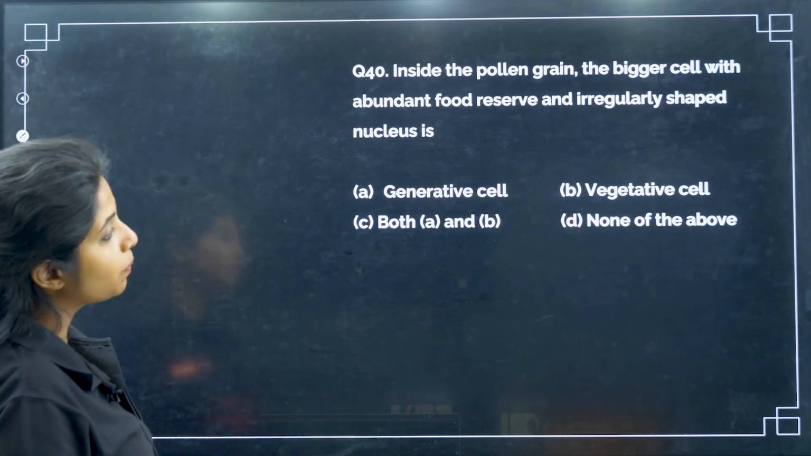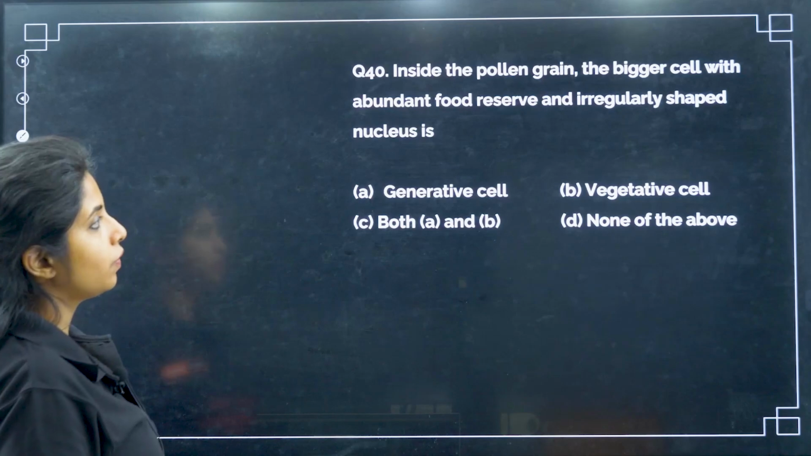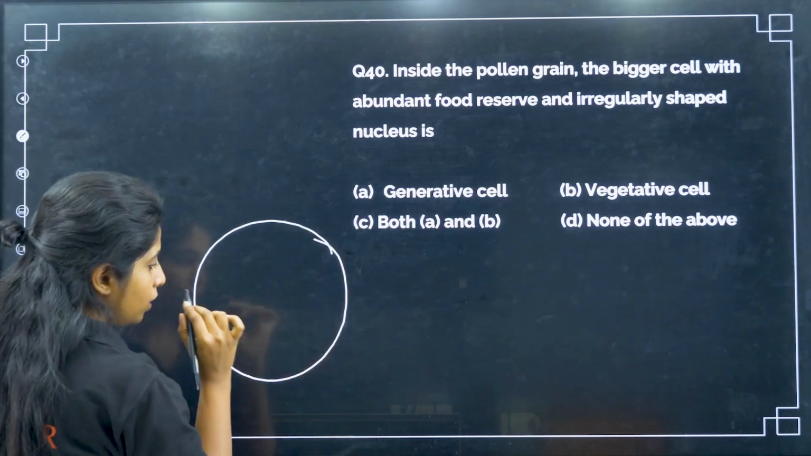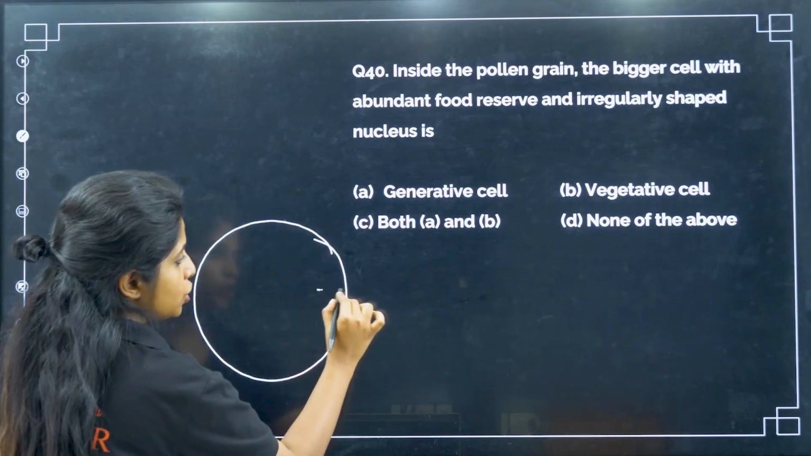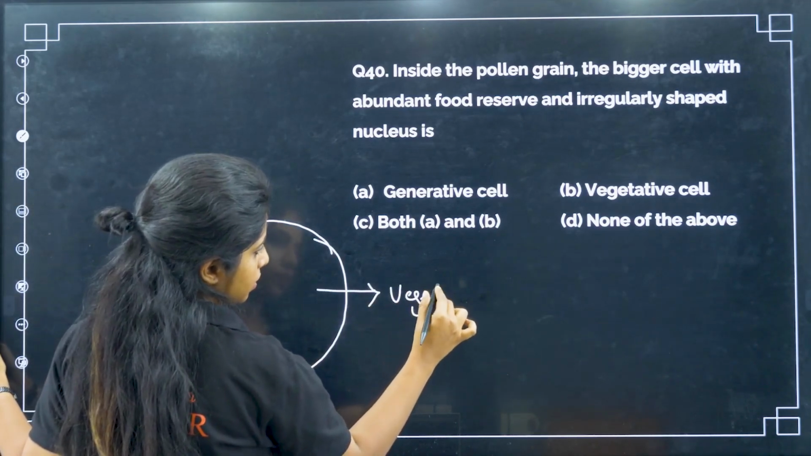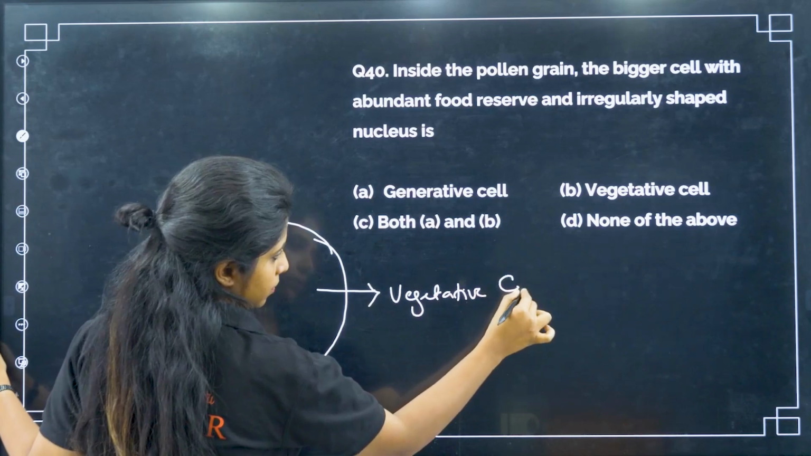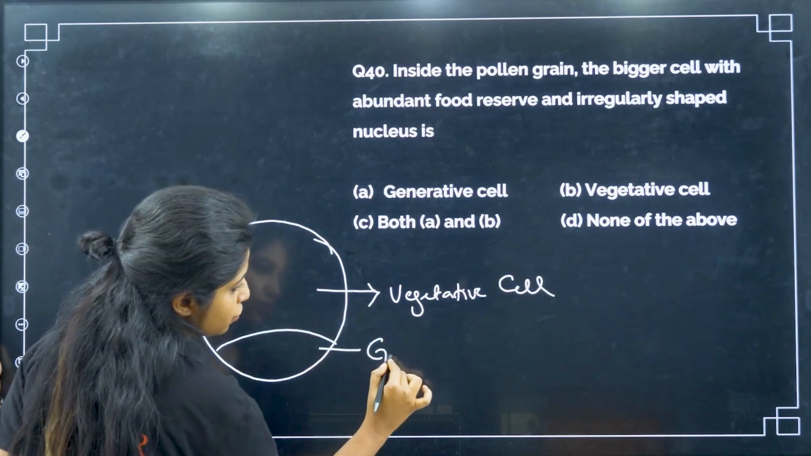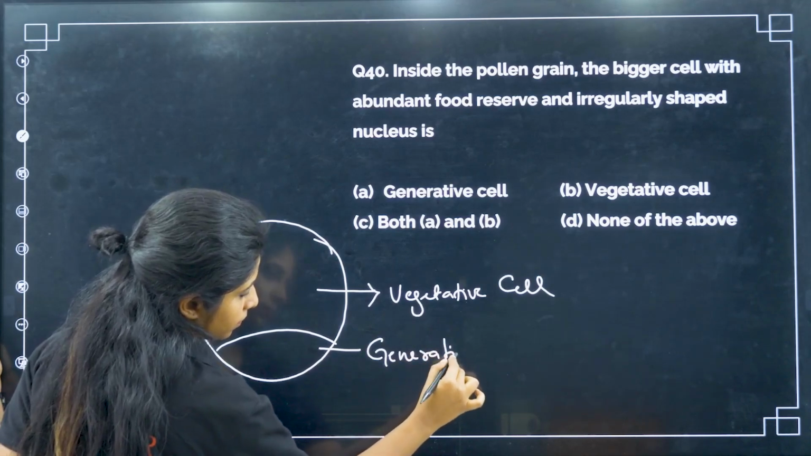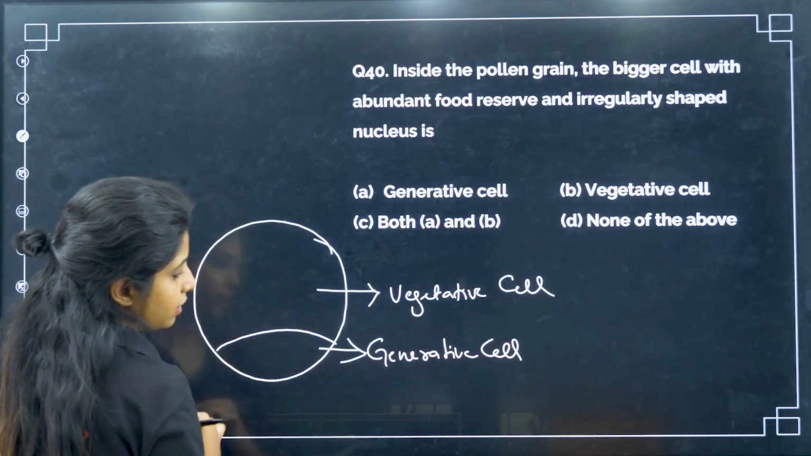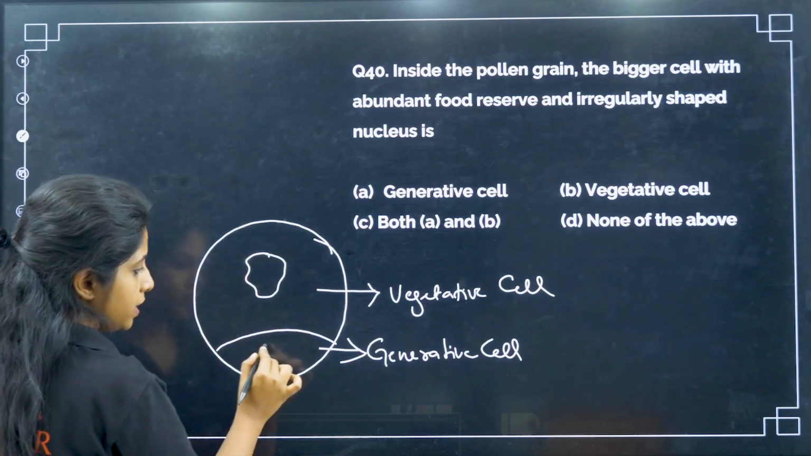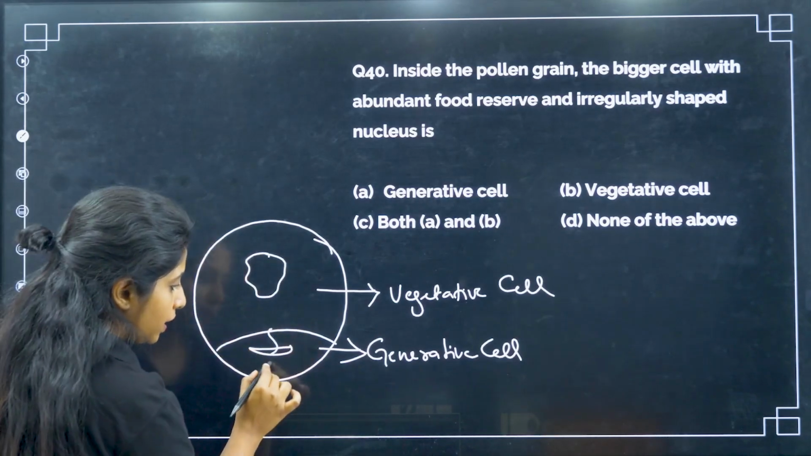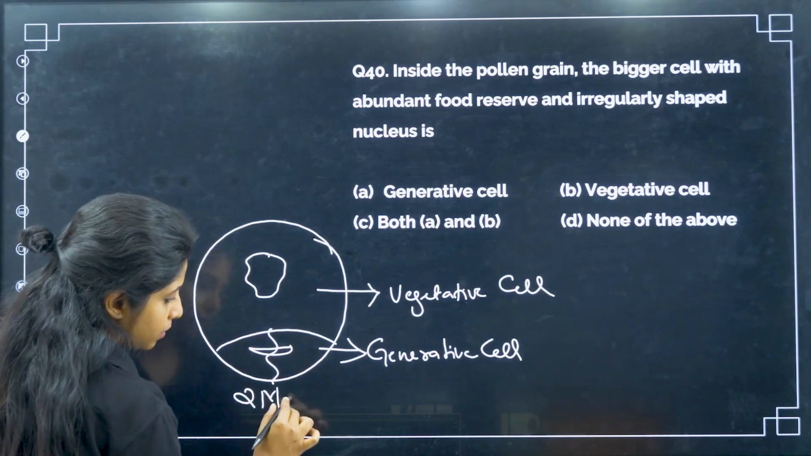Now, inside the pollen grain, the bigger cell with abundant food reserve and irregularly shaped nucleus is what? If we talk about the pollen grain, my dear children, you have two types of cell. One is the big cell, which is known as the vegetative cell. In its cytoplasm lies another small cell, known as the generative cell. The vegetative cell has an irregular shaped nucleus, and the generative cell has a spindle shaped nucleus. This generative cell will divide further to form what? Two male gametes.